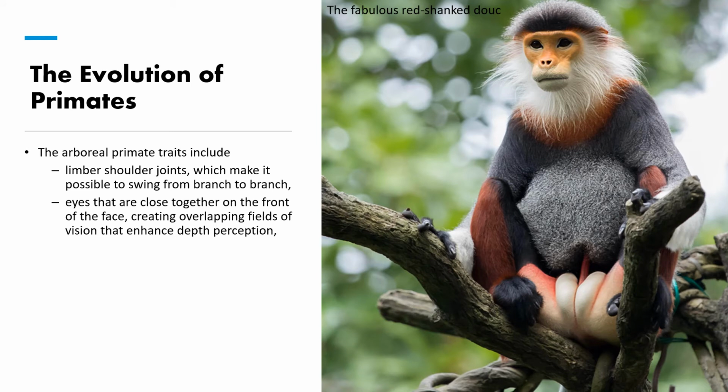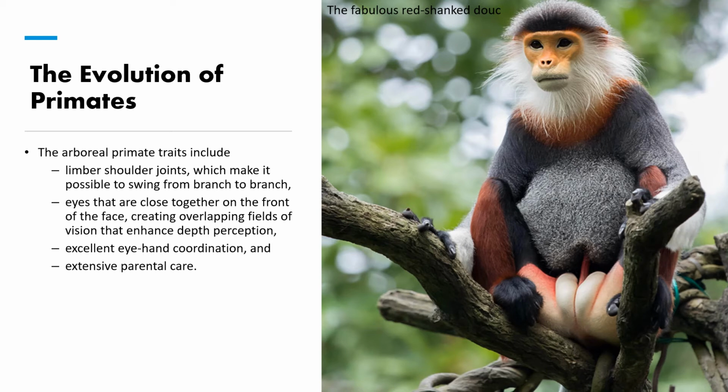Having eyes that were close together on the front of the face. This allows for an overlapping field of vision and creates an enhanced depth perception. So if you are trying to tell how far away a branch is, you're going to need to have really good depth perception. Primates have excellent hand-eye coordination, and they're going to have extensive parental care.